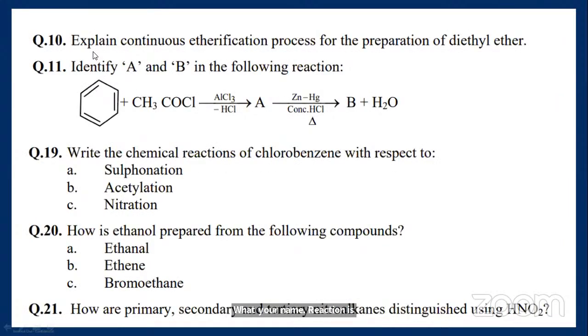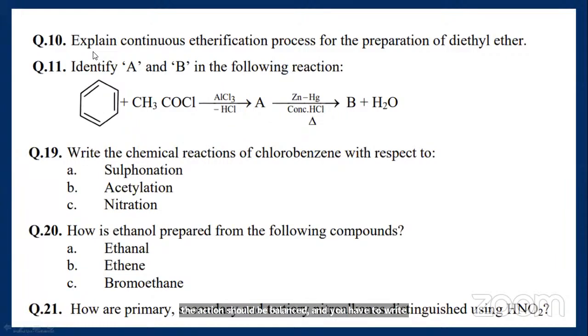Here some questions are given. Explain continuous etherification process for the preparation of diethyl ether. Identify A and B in the following reaction. In the identification, first you have to write the reaction up to A. And then on the second line, you have to start the conversion from A to B. And when you write the complete reaction, after that you have to write what is A and what is B. But for this question, the reaction should be balanced and you have to write the reaction on the paper.